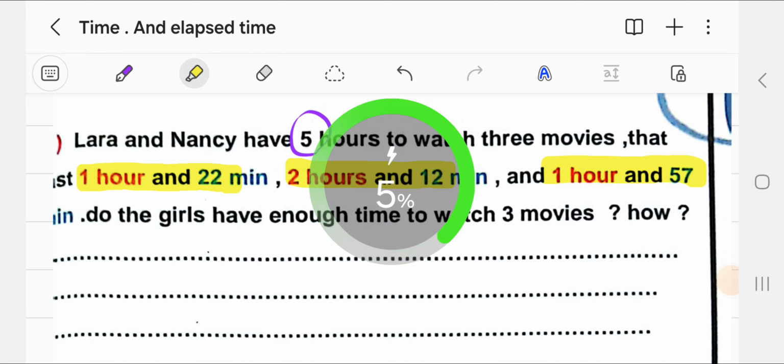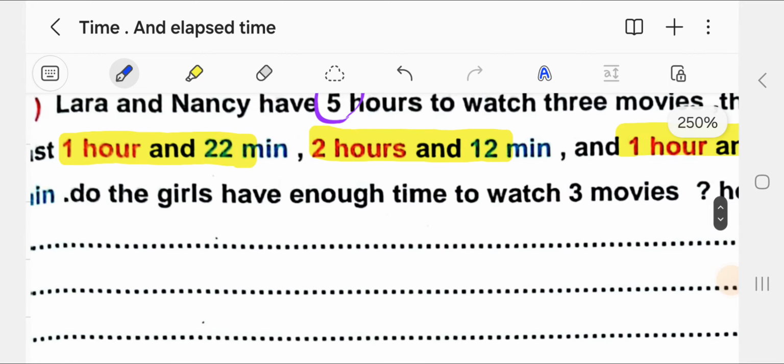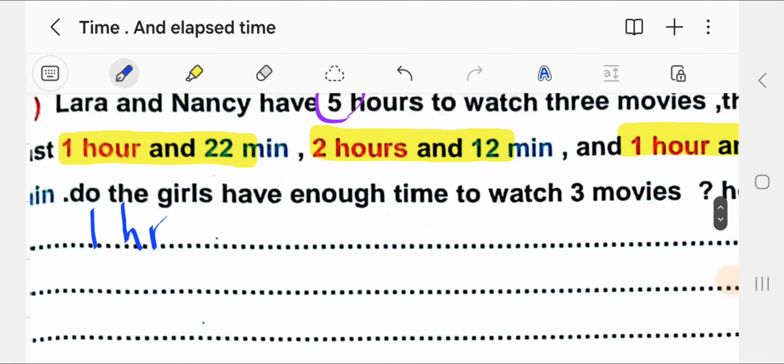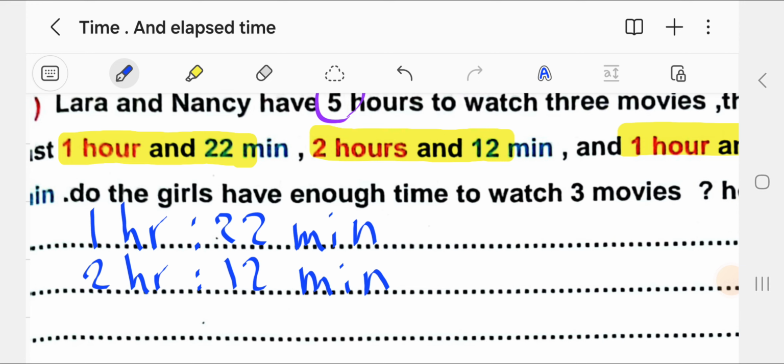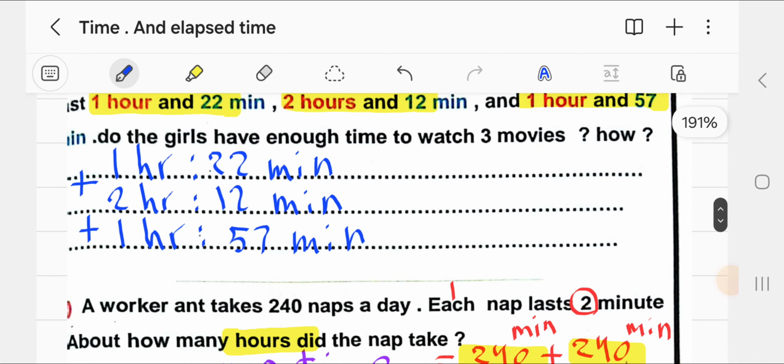Firstly, when you know 3 hours, 3 films will take 3 movies will take how many times? We need firstly to make it addition to all of this before completed the question. I have 1 hour and 22 minutes and 2 hour 12 minutes. And then the third one, it's 1 hour and 57 minutes. And right now, I did all of this together.